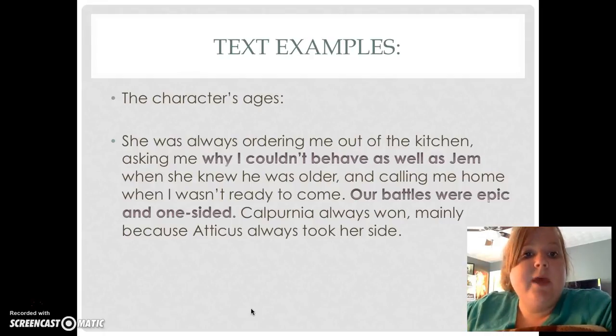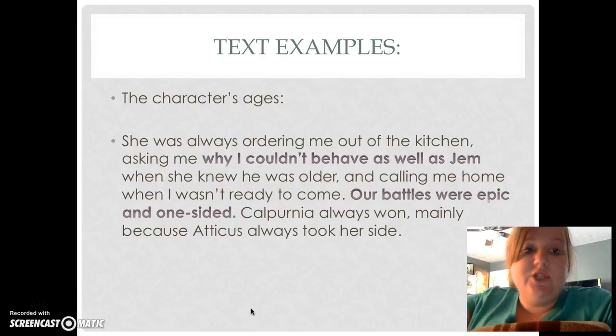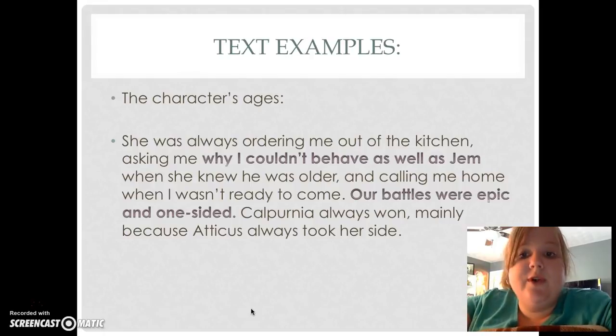For example, she was always ordering me out of the kitchen, asking me why I couldn't behave as well as Jem, when she knew he was older, and calling me home when I wasn't ready to come. Our battles were epic and one-sided. Calpurnia always won, mainly because Atticus always took her side.